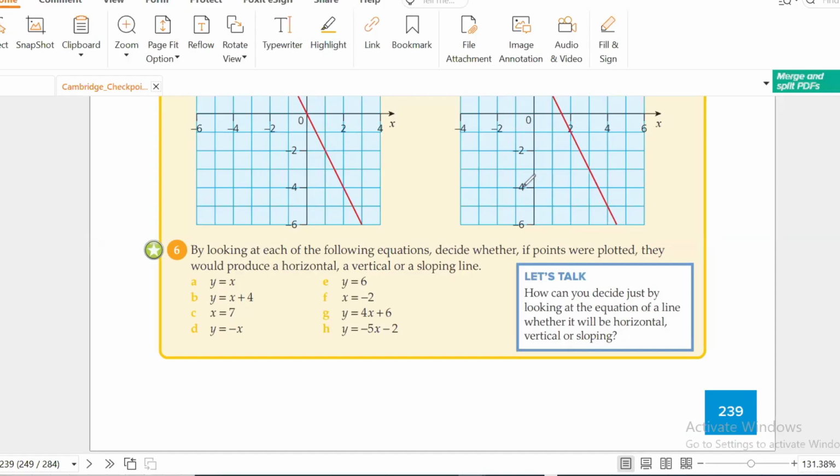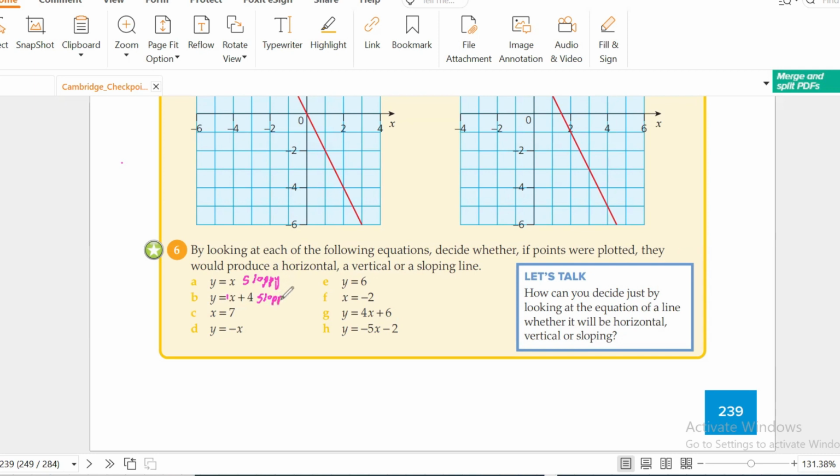Yes, viewers, now we will apply the same concept about slopy line, horizontal line, and vertical line in question number 6. By looking at each of the following equations, decide whether, if points were plotted, they would produce a horizontal line, vertical line, or slopy line. Whenever you have a gradient, either positive or negative, we have a slopy line. So the first one we have gradient 1, so this is a slopy line. And if you check part B, still we have gradient 1, so it is slopy.